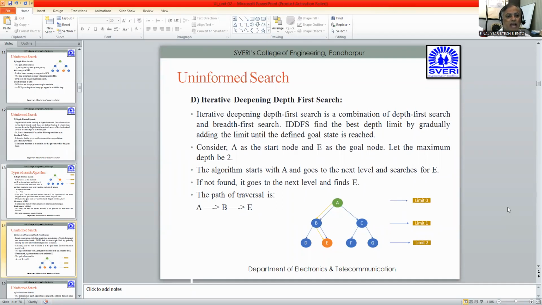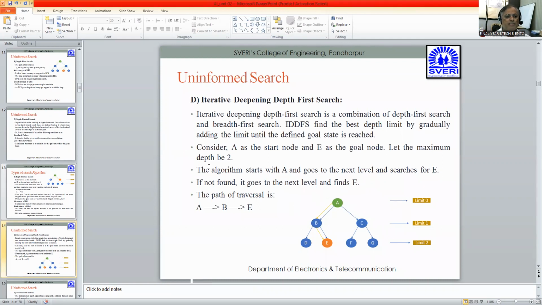That means it will have limitations as well as levels, and a particular node will also be there. So the combination of a depth first search and breadth first search will be here. Now actually IDDFS finds the best depth limit by gradually increasing the limit until the defined goal state is achieved. Now what is the difference? You'll come to know about this combination of two.